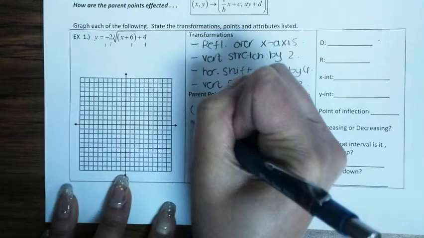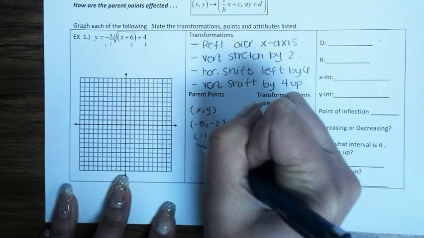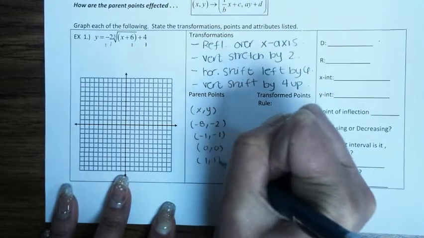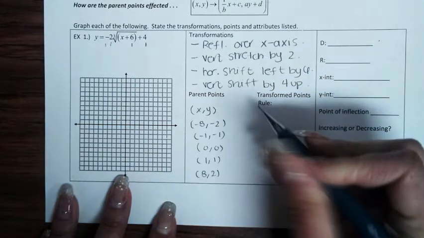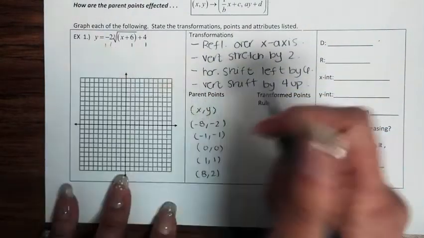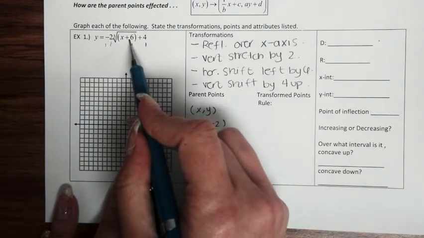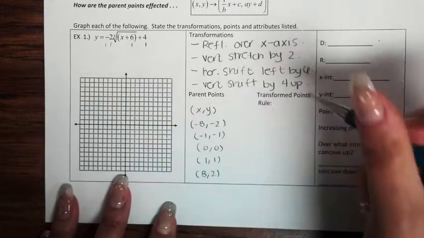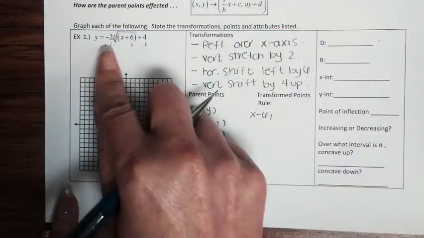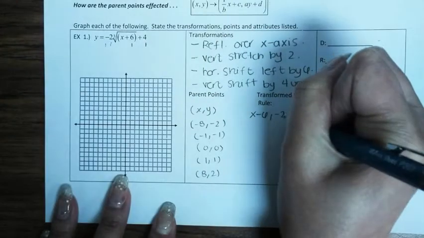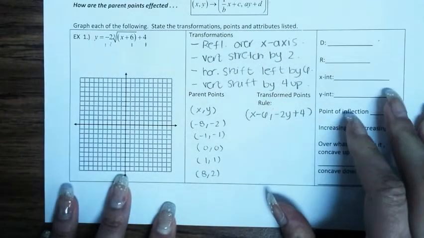So you know that the parent points are going to be -8, -2, -1, -1, 0, 0, 1, 1, and last but not least 8, 2, okay. So your transform points are going to depend on the transformations that you have. The only transformation affecting your x variable is the plus 6, which you know is left 6, so it's going to be x minus 6. Now the y has the rest of the transformation, so it's going to be 2y plus 4, okay, and those are the transformations that we have in this situation.